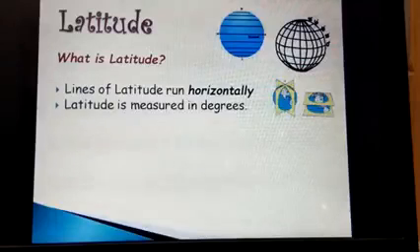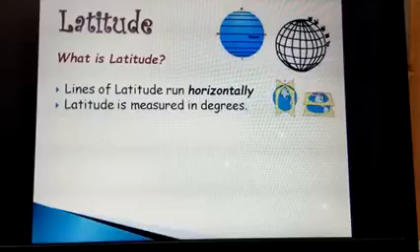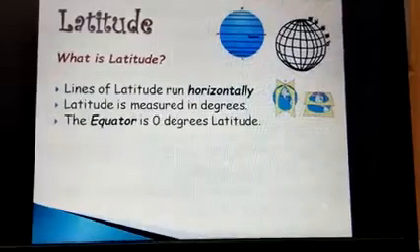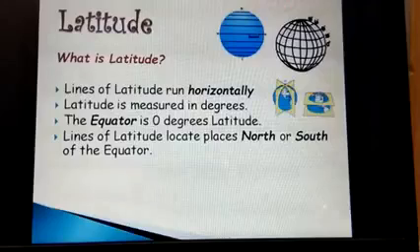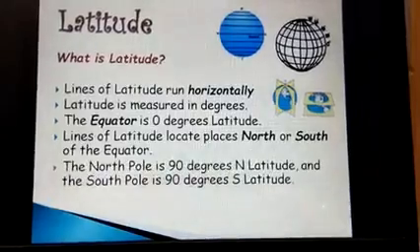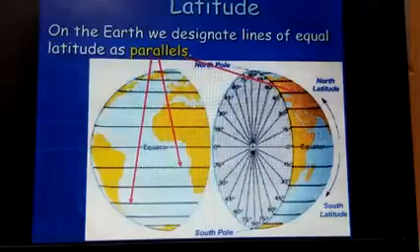Similarly, what is the degree of Tropic of Cancer? We can say 23 and a half degree north. What is Tropic of Capricorn? It is 23 and a half degree south. So 0 degree is the equator latitude. Lines of latitude run from west to east direction. And here the information is slightly wrong, but you can correct it in your own way. North pole is 90 degree north latitude and south pole is 90 degree south latitude.